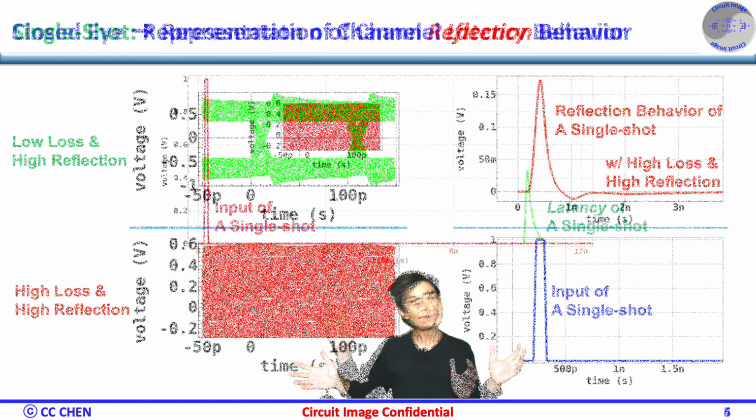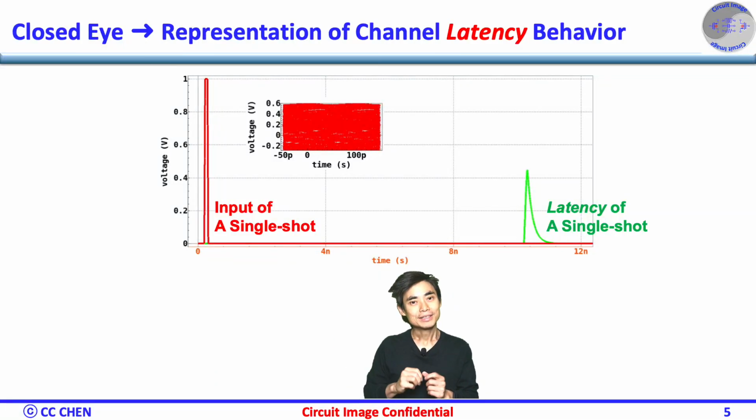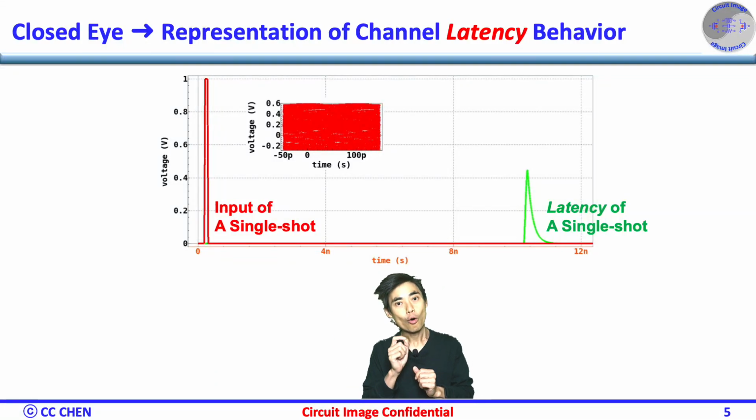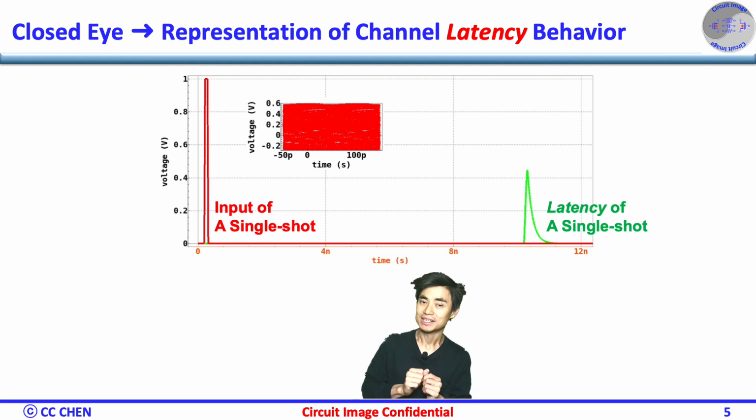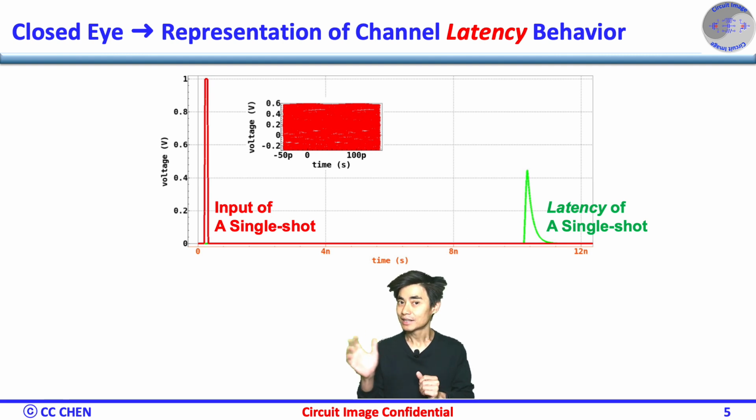Besides the insertion loss and the return loss of the channel behaviors, what else you might want to know? Great. Third, the single shot shows the fundamental representation of channel latency behavior. Definitely, you cannot see the latency behavior of the channel from the eye diagram because the time domain information has been hidden without showing the causality.